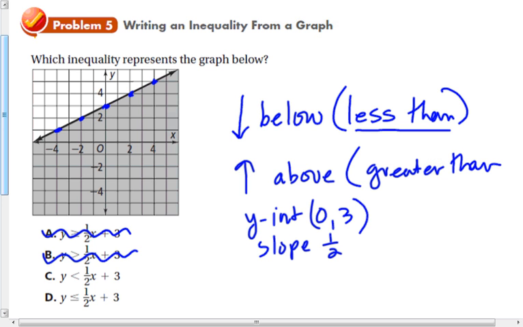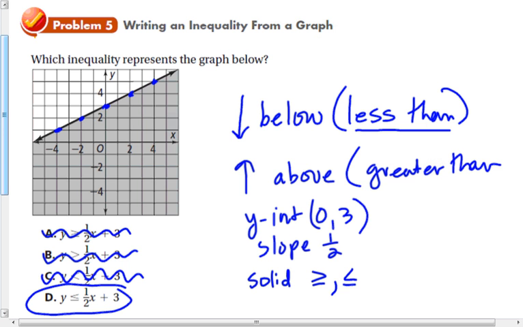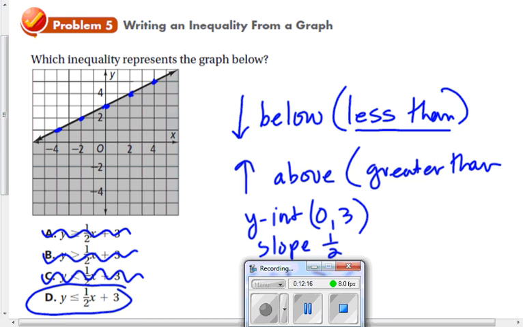And then the other thing we want to look at is, is it a solid line or a dotted line? In this case, it's a solid. And remember, a solid line means greater than or equal to or less than or equal to. So we can eliminate choice C, and we're left with D. Our equation is y is less than or equal to 1/2 x plus 3. Go ahead and try that.